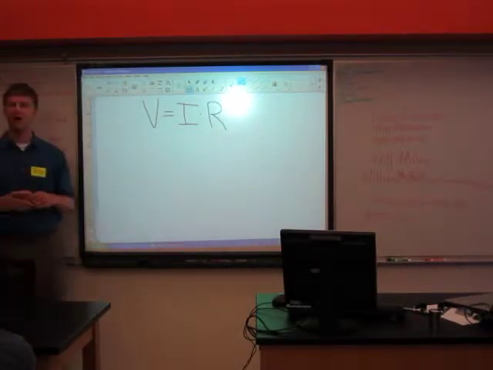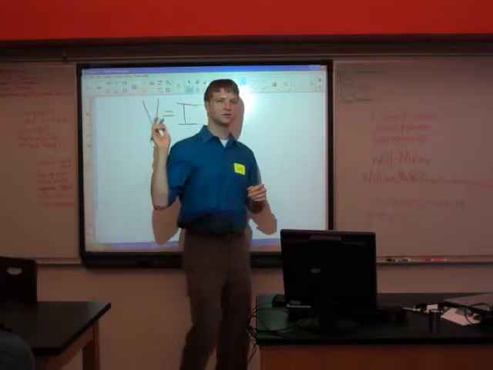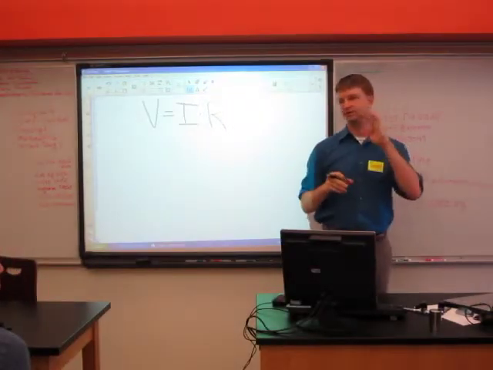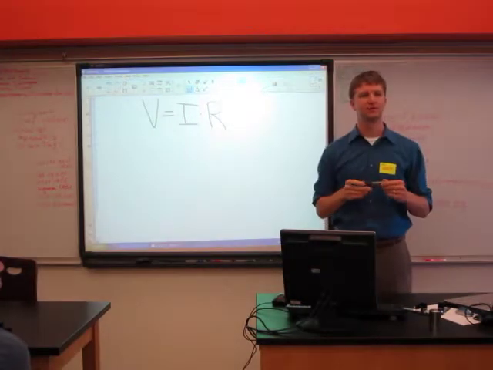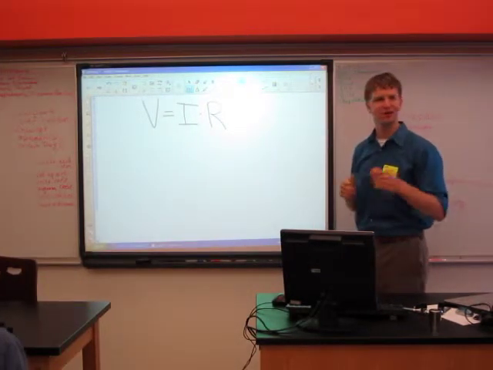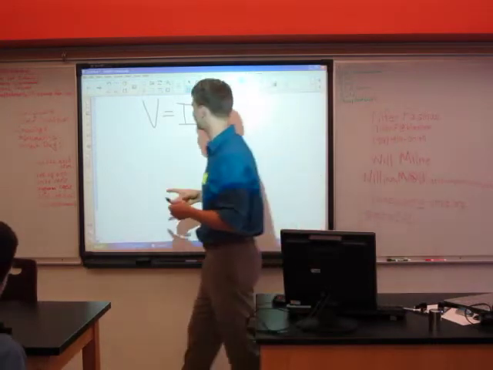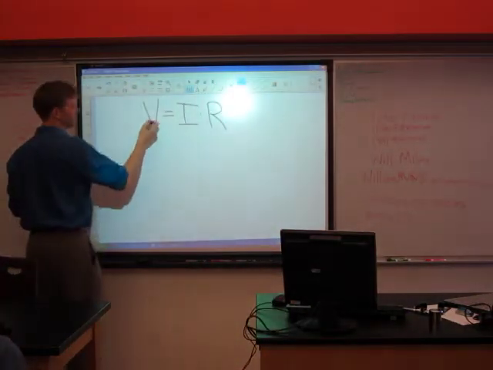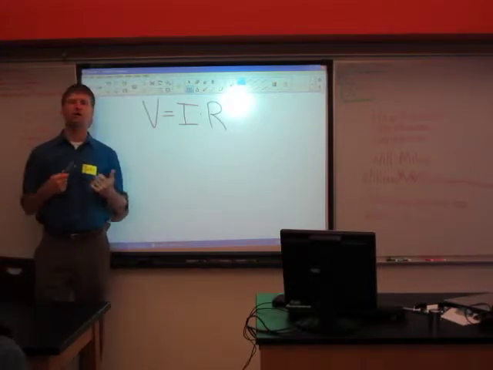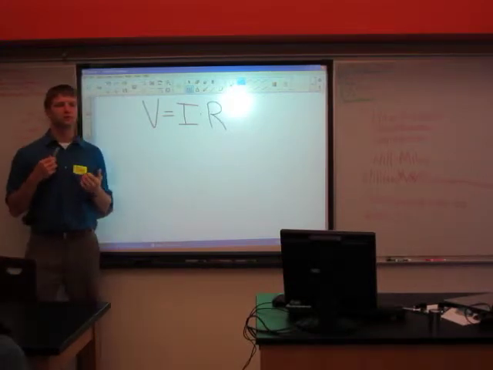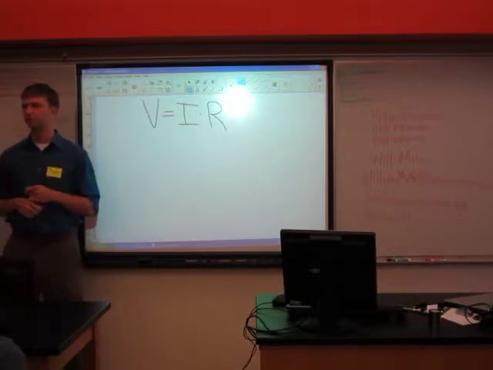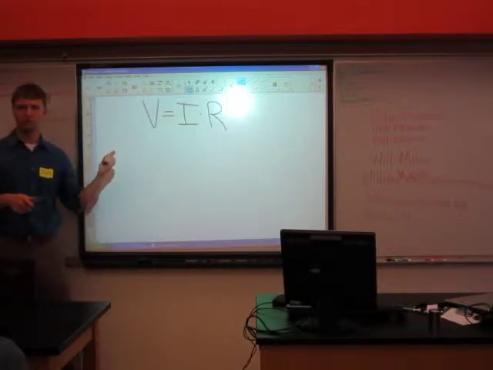V equals IR. Who knows what that means? Yeah. Voltage equals current times resistance. Awesome. Who knows what it's named? Ohm's law. Ohm's law. Brilliant. You guys know this stuff. I don't even know I'm talking to you. So you've got voltage, you've got current, you've got resistance. And this gets back to your question. How do you know how much current you will have given any voltage and resistance? And you use this equation to figure that out.